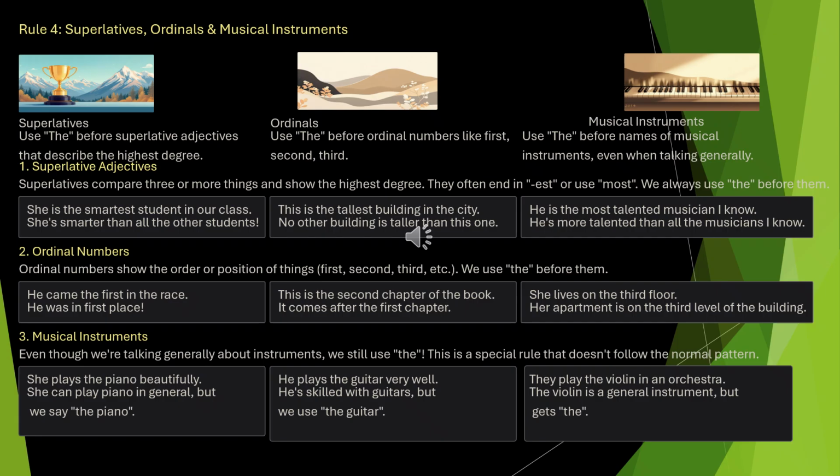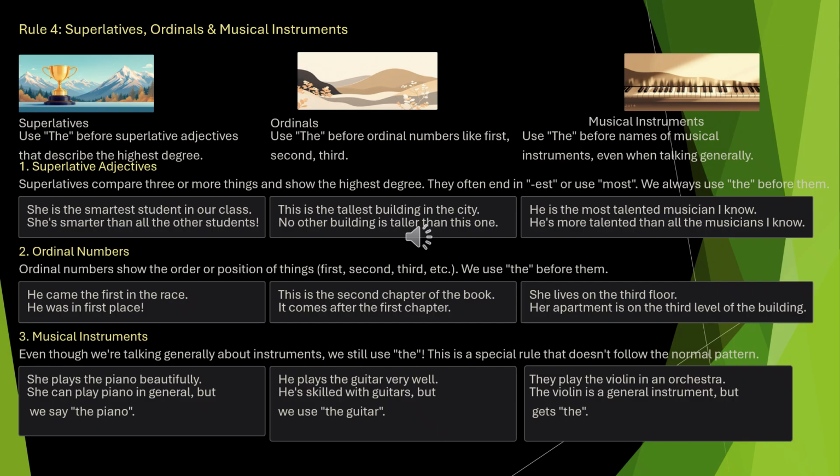Rule 4. Superlatives, ordinals and musical instruments. Superlatives: use the before superlative adjectives that describe the highest degree. Ordinals: use the before ordinal numbers like first, second, third. Musical instruments: use the before names of musical instruments even when talking generally.